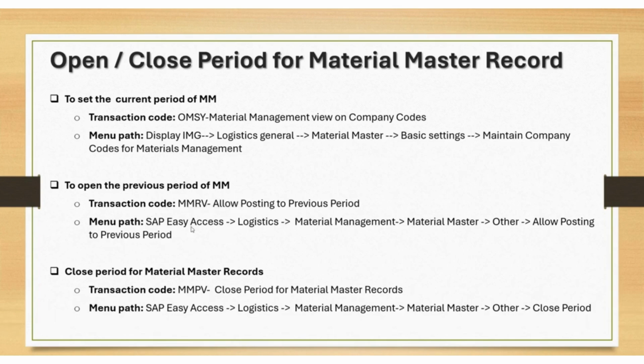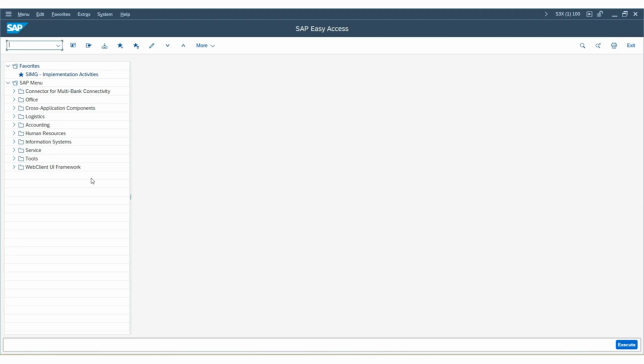And we can use the following menu that belongs to the SAP Easy Access screen, which means that the business user can also use this transaction code to open the previous period in MM. And then if we want to close the period for material master records, you can use the transaction code MMPV. And here is its menu path that belongs to our SAP Easy Access screen. Now I will demonstrate all these transaction codes in the SAP screen.